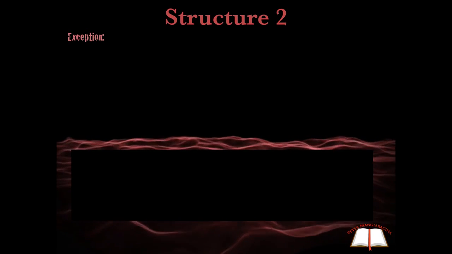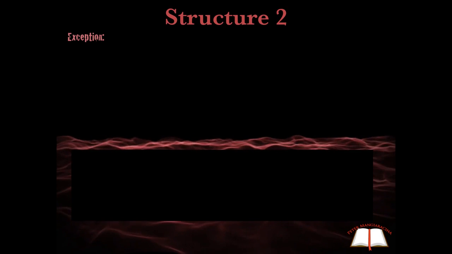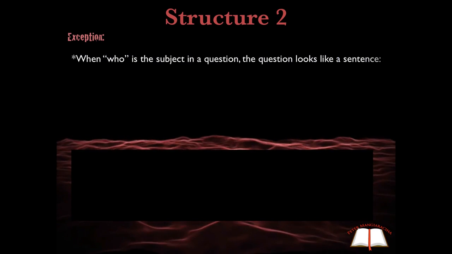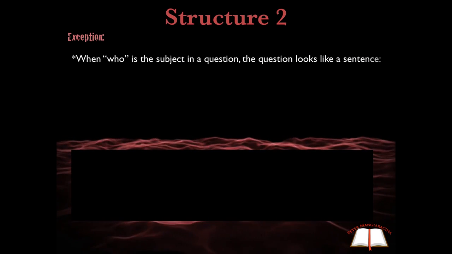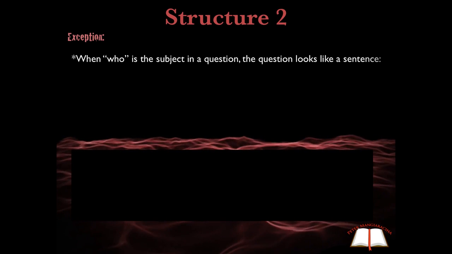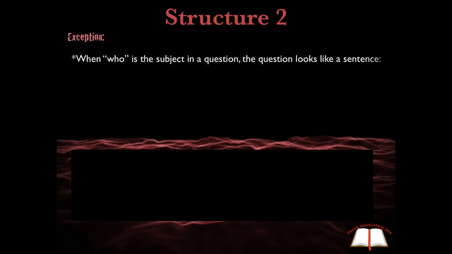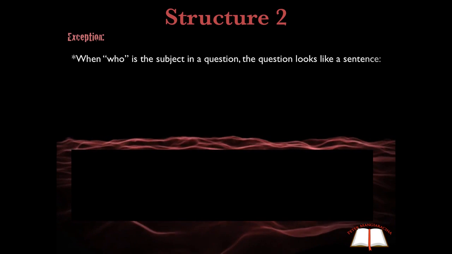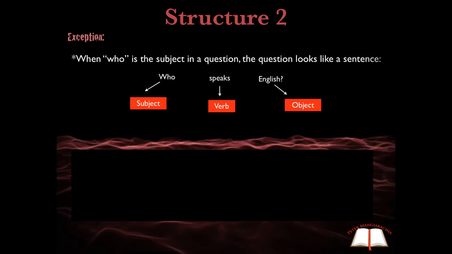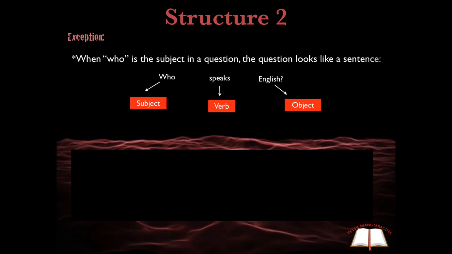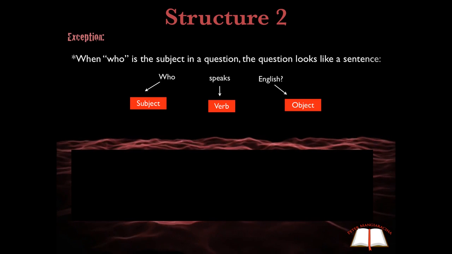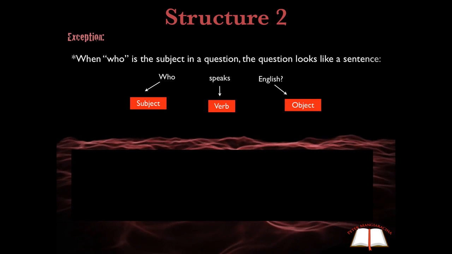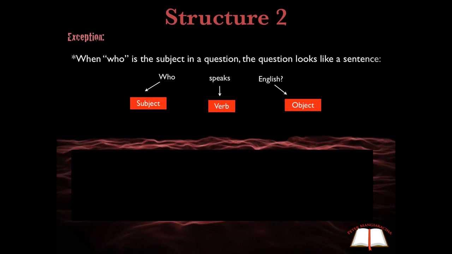But there is an exception to these formulas, and it comes in the form of a question. Questions that begin with who, for example, who speaks English, do not follow the question formula, but it will follow the regular subject-verb formula. Who is the subject, speaks is the verb, and English is the object. It follows the same formula as I showed you the first time. It doesn't follow a question formula, it follows a sentence formula.